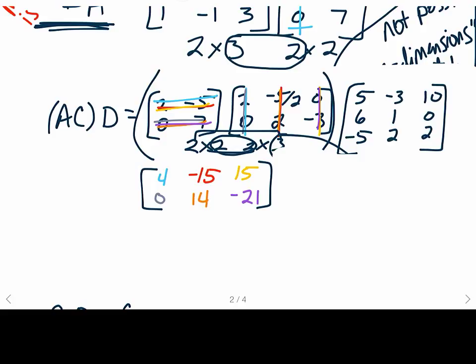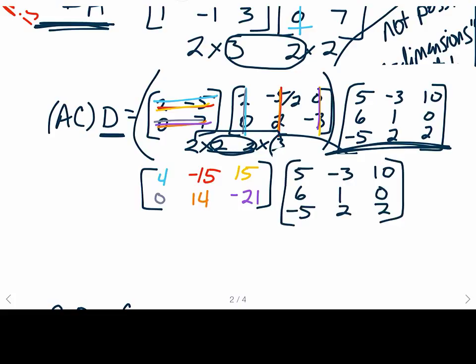Now let me go ahead and write down D next to our product of A times C. And notice I have to put it on the right because it's on the right in the original indication of what we're supposed to do. And matrix multiplication cannot be reversed. It's not commutative. So now we have 4, negative 15, 15, 0, 14, negative 21 times 5, negative 3, 10, 6, 1, 0, negative 5, 2, 2.